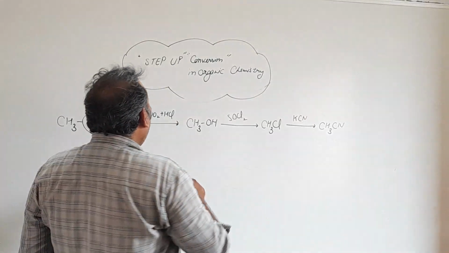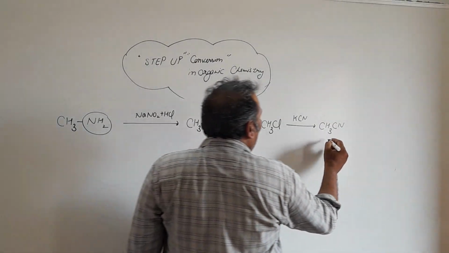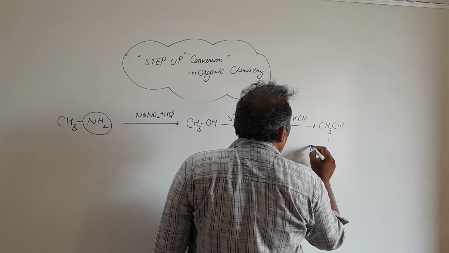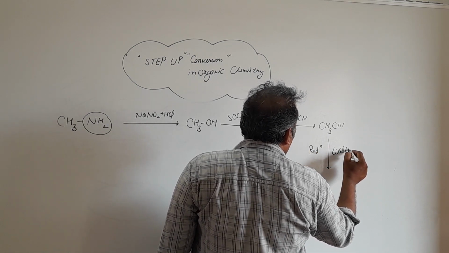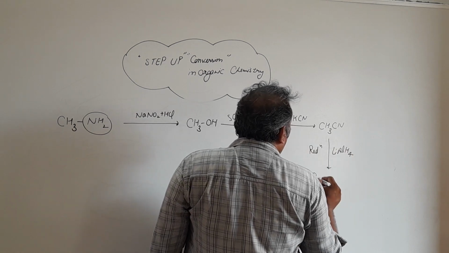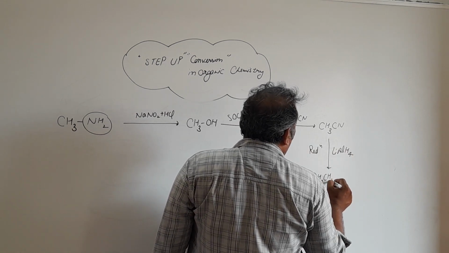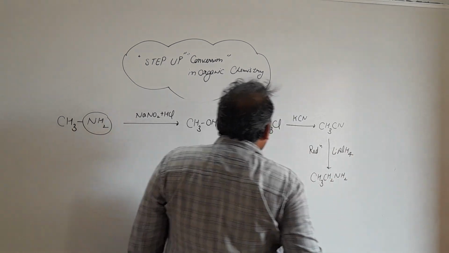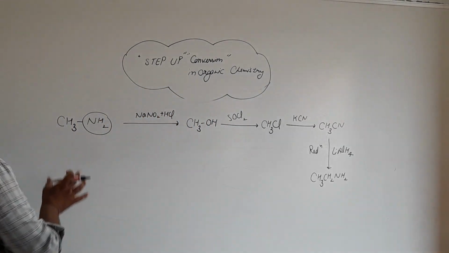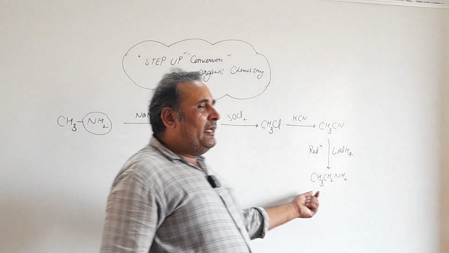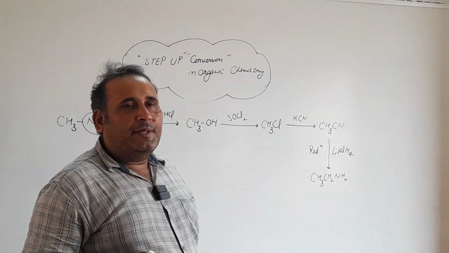Next, we want to prepare CH3CH2NH2, so we have to reduce it through reduction with LiAlH4. We can prepare CH3CH2NH2. So we have converted our methane amine into ethane amine, as given in the question.